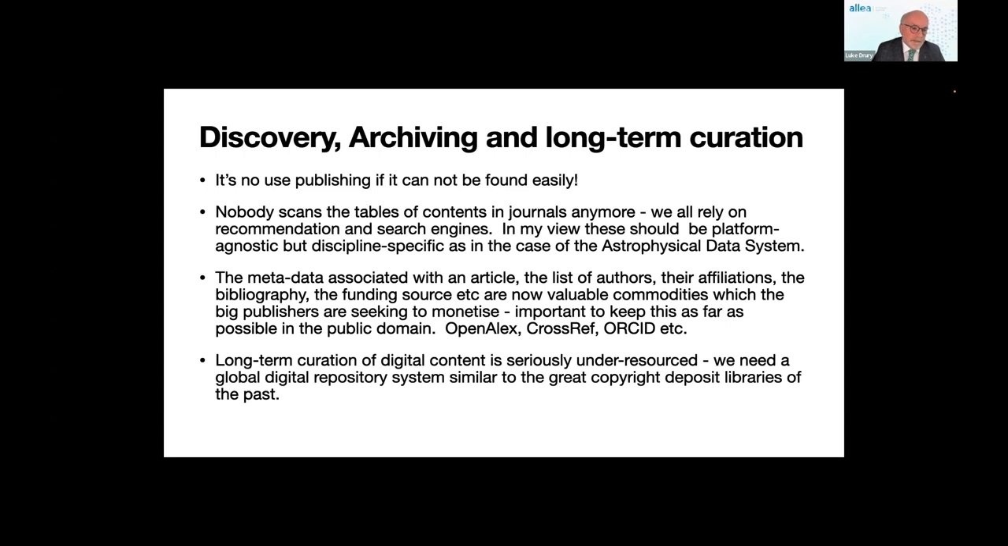So really, if we had systems like that for other disciplines, I think it would greatly improve the visibility of our preprints. The other point I would make is that actually the metadata associated with an article is incredibly valuable, because it's the basis for this sort of indexing, for searching, for discovery. And we need to be very careful that the commercial publishers do not monetize and grab this. And it is very important that as far as possible, we keep this in the public domain. So initiatives like OpenAlex, Crossref, ORCID, etc., should be supported. It's our job as scientists to try and keep this information available to everybody.